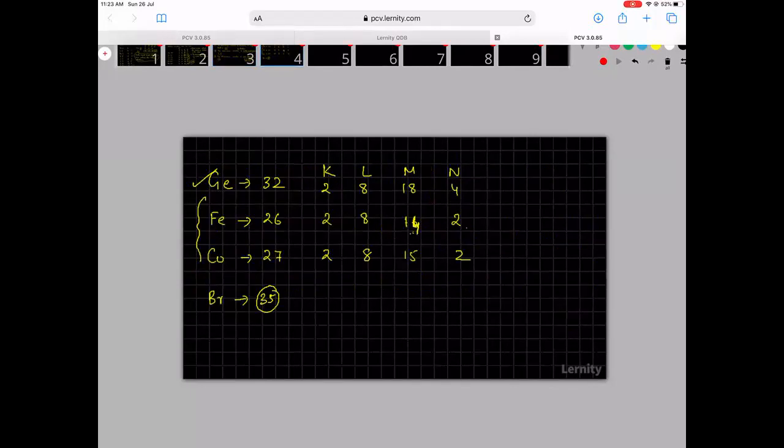Okay. Now I am writing the electronic configuration for germanium. Germanium has 32 electrons. So in the K shell, maximum is 2, so I put 2. L shell, maximum is 8, so I put 8. M shell, maximum is 18, so I put 18. Now how many are left? 4 are left, so I put 4 there. That is how the number of electrons in each shell is going to come. Shells are always filled this way.